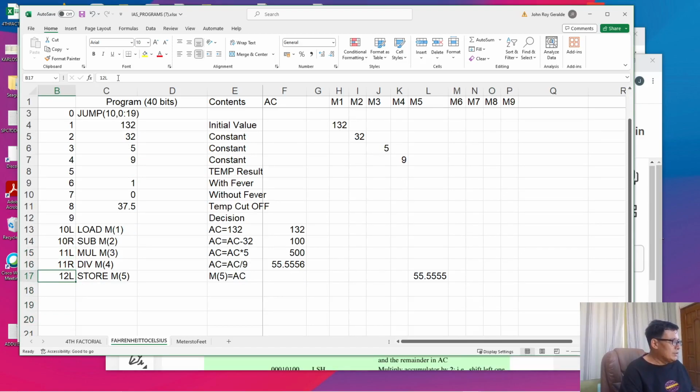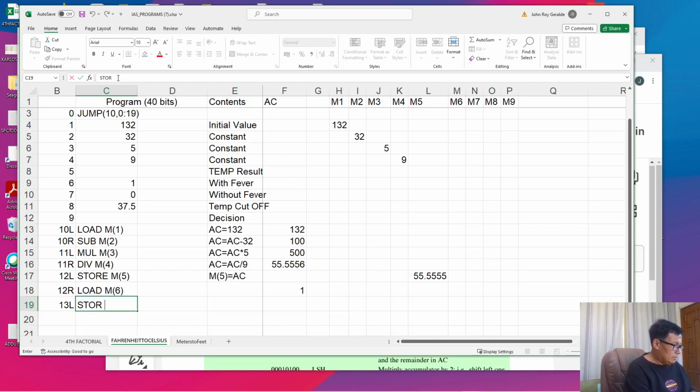So M5 is our resulting temperature. We will have 12L, 12R, during which we are going to determine whether this is feverish or not. First, we are going to assume that this is with fever. So we are going to load M6. The accumulator will become 1, and in 13L we store M9. Here we are assuming that the decision is feverish.